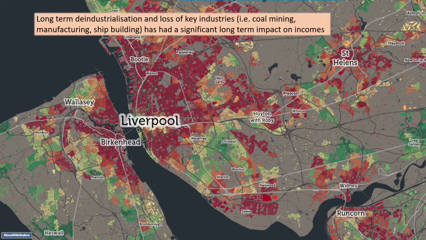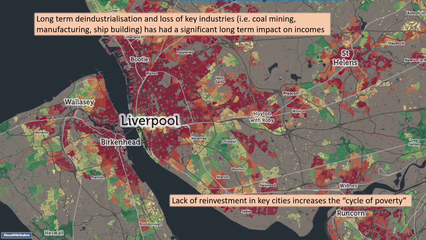Another significant thing to consider is that these are places that have historically had a lack of reinvestment. And so the cycle of poverty, where people have low incomes, there aren't enough jobs and so they are stuck on low incomes, and then maybe that happens a generation after, can continue to happen. Later on in the course we'll look at how investment has happened in some places and the impact it's had in terms of regenerating and rebranding some of these locations.